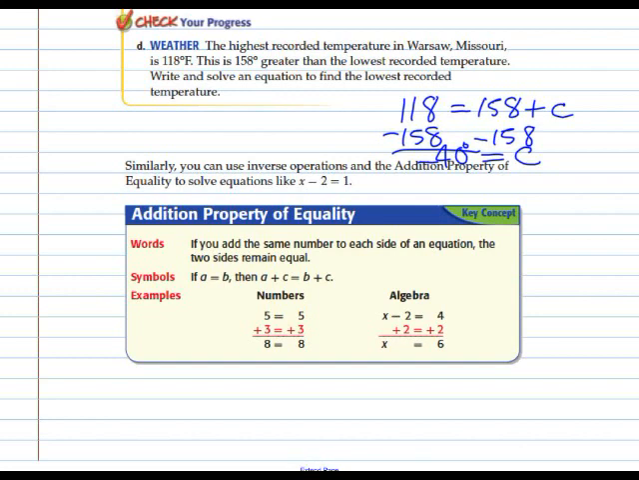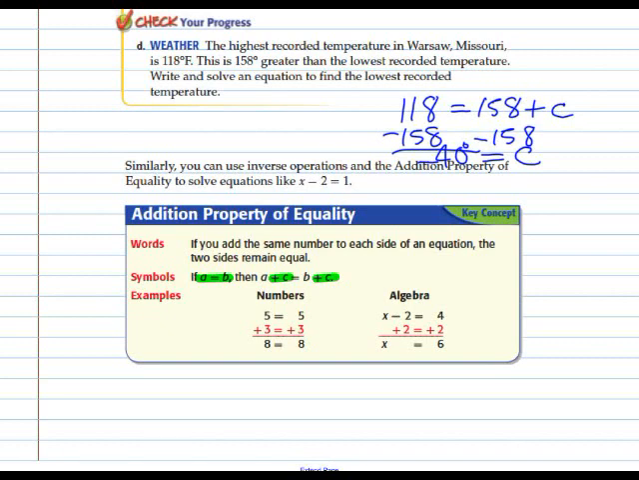Similarly, you can use inverse operations and the addition property of equality to solve equations like x minus 2 equals 1. These are different. These are equations where a number is subtracted from the variable. The addition property of equality says if you add the same number to each side of an equation, the two sides remain equal. So, as in my previous example, if A equals B and I add C to both sides of the equation, my equality is maintained.